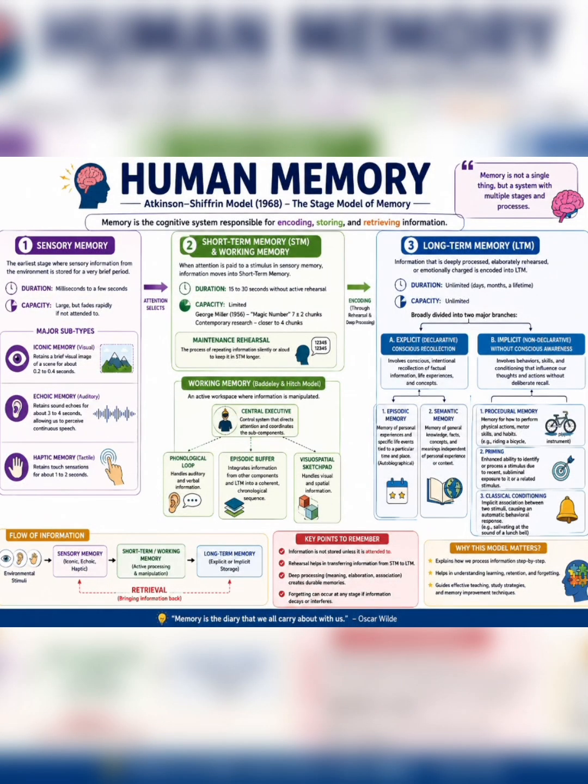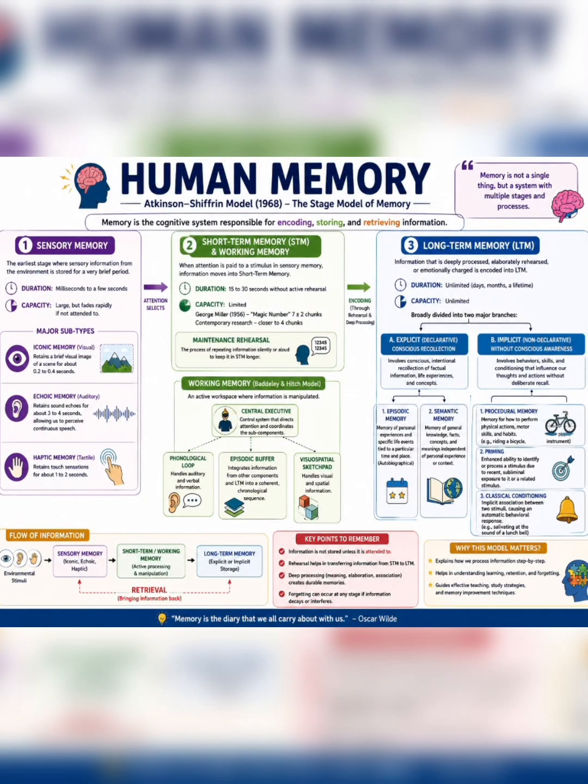When information is deeply processed, elaborately rehearsed, or emotionally charged, it undergoes encoding and moves into the holy grail of storage, that is long-term memory. Long-term memory has an unlimited capacity and can last for months, years, or even a lifetime. As mapped out in the slide, it is broadly divided into two major branches.